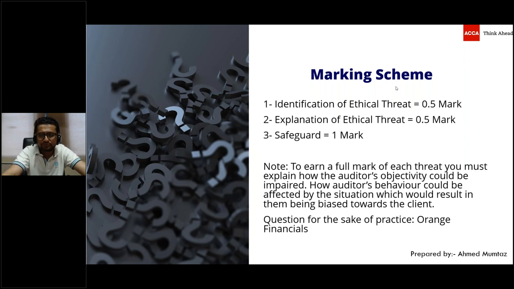Ibrahim, are you clear? No, you cannot perform those services for your listed client. You cannot provide bookkeeping and internal audit services to your listed audit client.